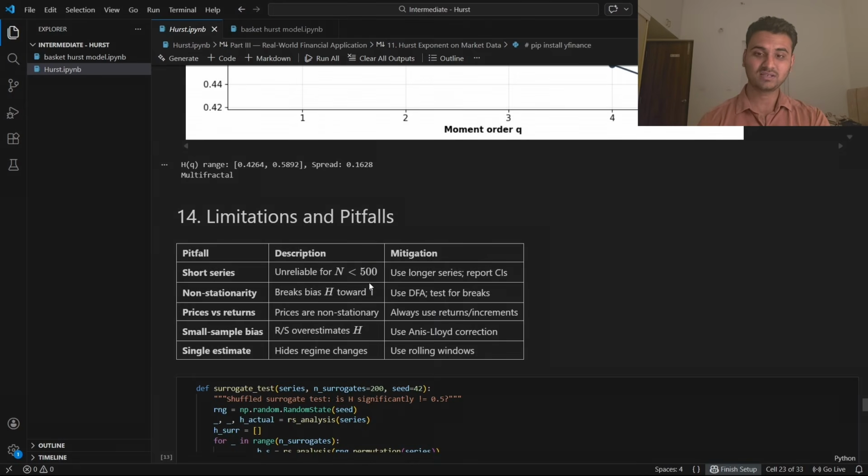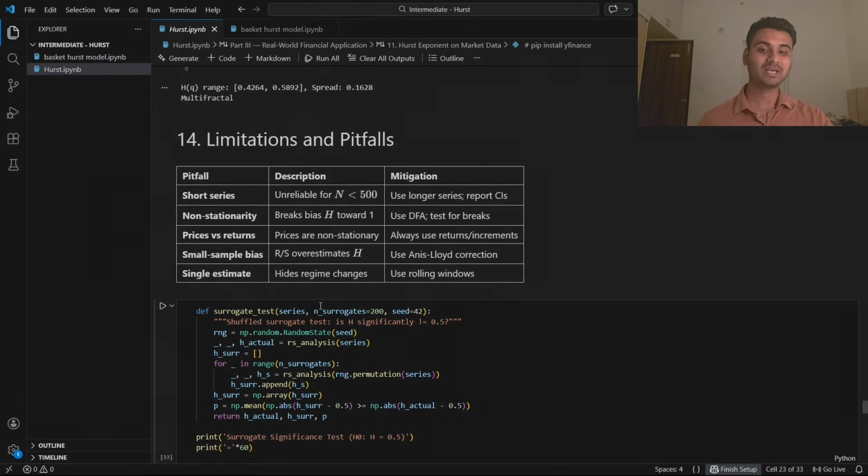Now price versus returns. Prices are always non-stationary. We can mitigate that using logarithmic returns or increments. Small sample bias: R/S overestimates. Hurst is used with any slow correction, and a single estimate hides regime changes. We avoid that by using rolling windows.